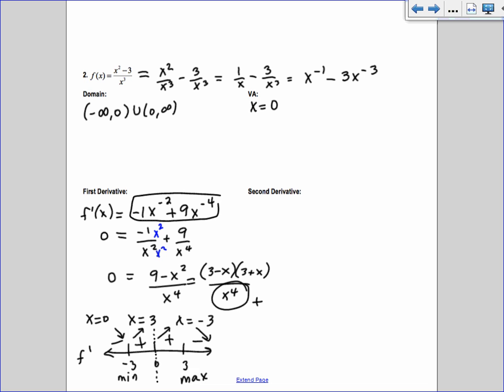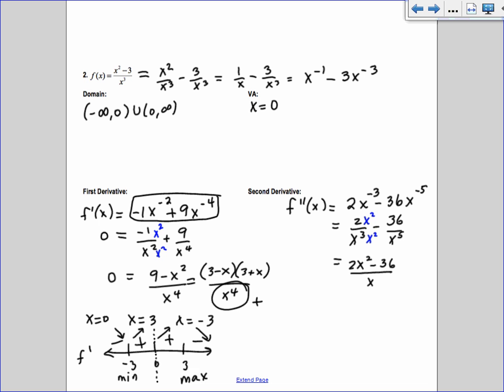We're going off of this one. It's not that bad, right? So the second derivative, f double prime, is equal to positive 2 x to the negative 3 minus 36 x to the negative 5. So just like before, I need to see what the numerator and denominator is in that expression. So I have 2 over x cubed minus 36 over x to the 5th. So I need to get common denominators. So I'm going to multiply by x squared over x squared. So I'm going to have 2x squared minus 36 all over x to the 5th.